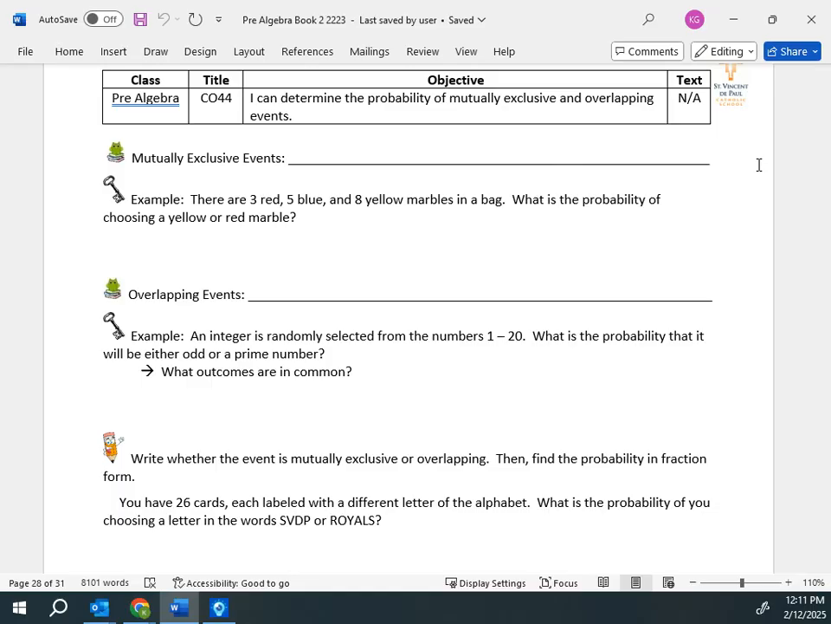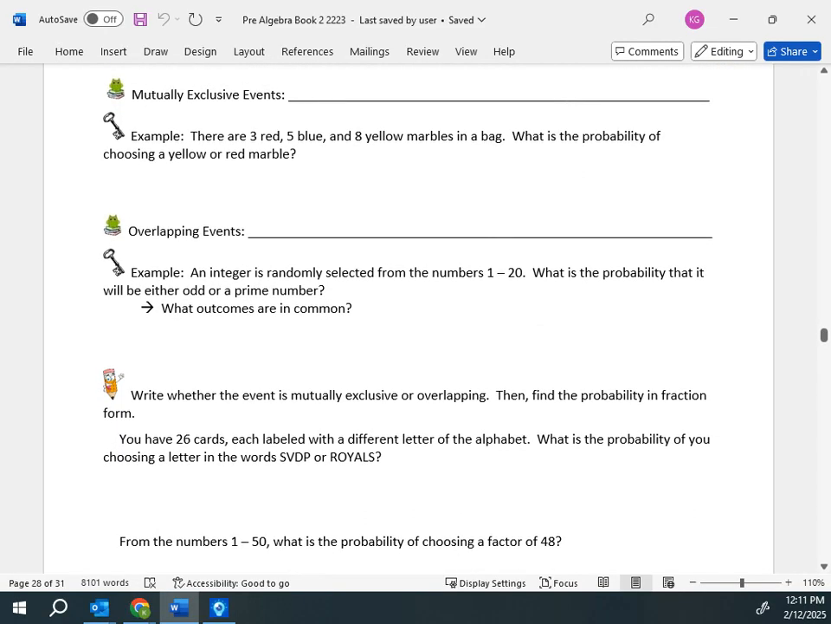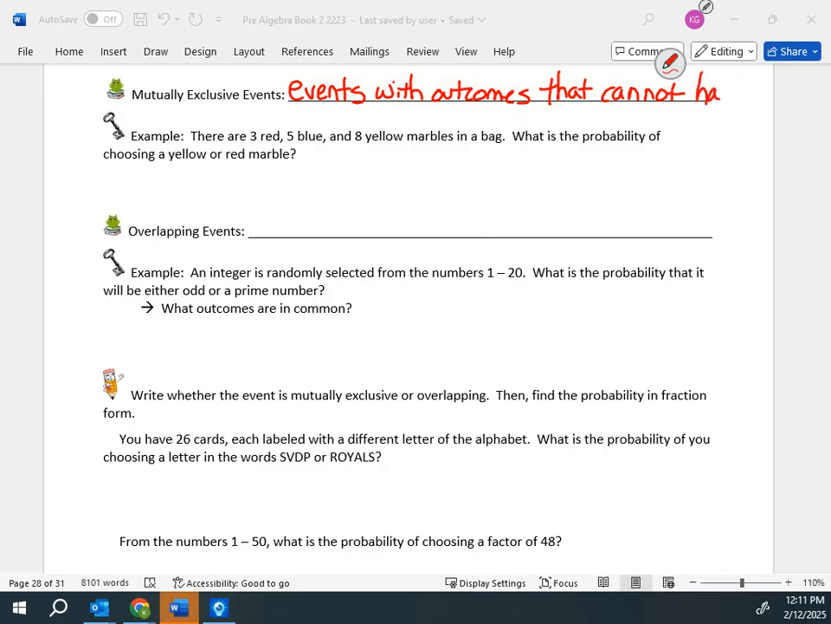So let's look at what mutually exclusive means. Mutually exclusive are events with outcomes that cannot happen at the same time.